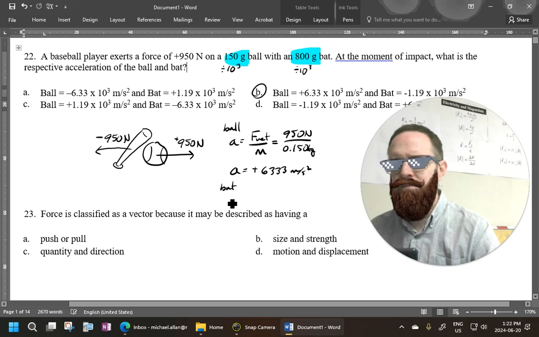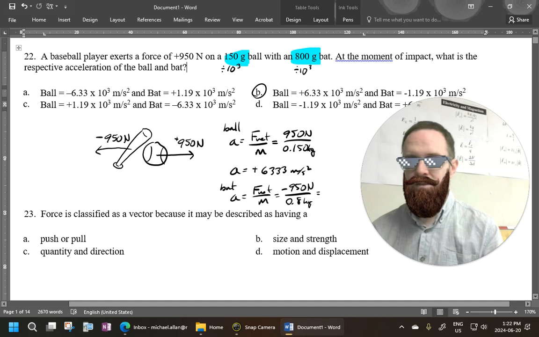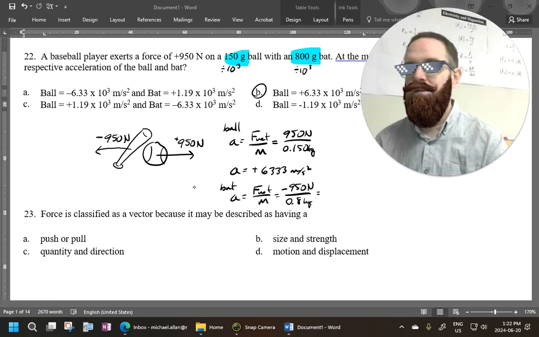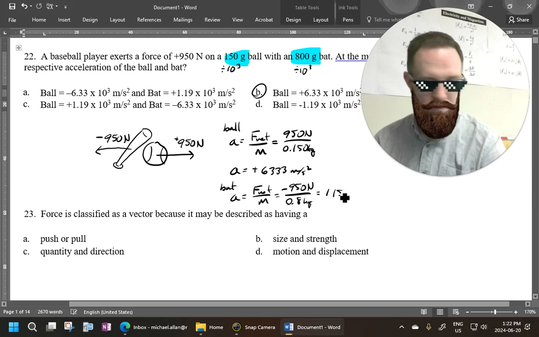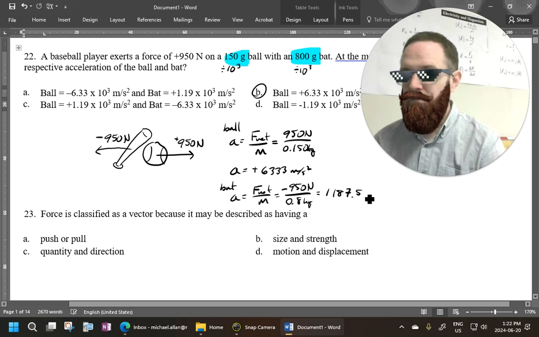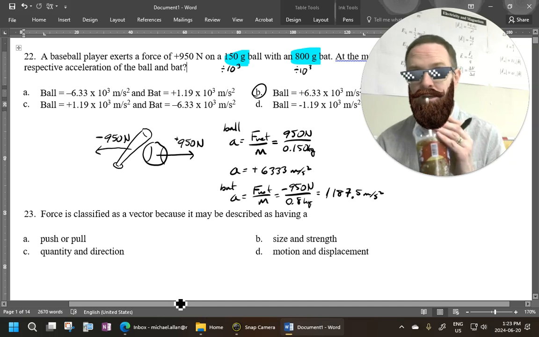Now just to double check, do I get the right acceleration for the bat? Even so, you can see that even though they are experiencing the same force, same magnitude, opposite directions, because their masses are different, you're going to get different accelerations. Yeah, so 1,187.5 meters per second squared. It's quite a fast acceleration, but the impact is probably for a very small amount of time, so they're not going to get to too big of a speed, but it will be fast enough.